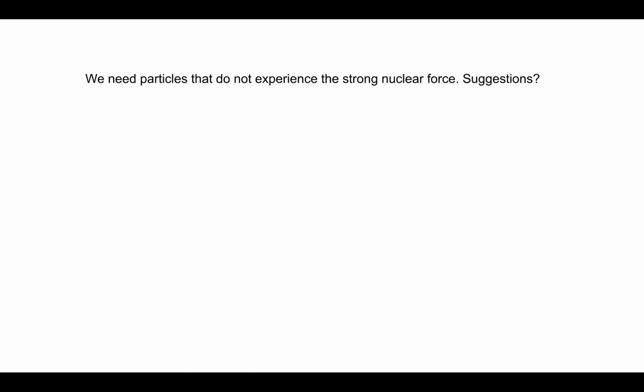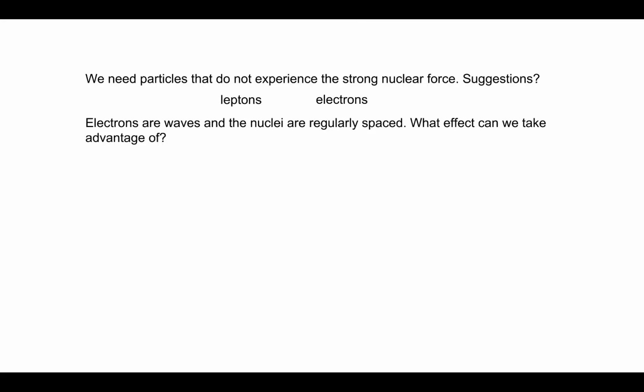Right, so we'll have to come up with a better method. So we need particles that don't experience a strong nuclear force. Now, from your particle physics, you should know that will be leptons. Leptons are not subject to the strong nuclear force, specifically electrons. So electrons are waves and nuclei are regularly spaced. So what effect can we take advantage of? So you've got spacers, you've got electrons behaving as waves. So we're going to take advantage of diffraction.